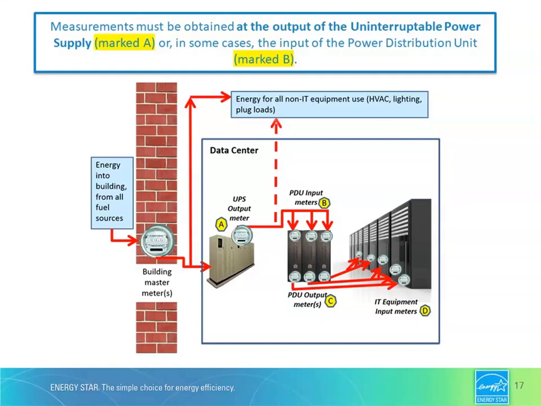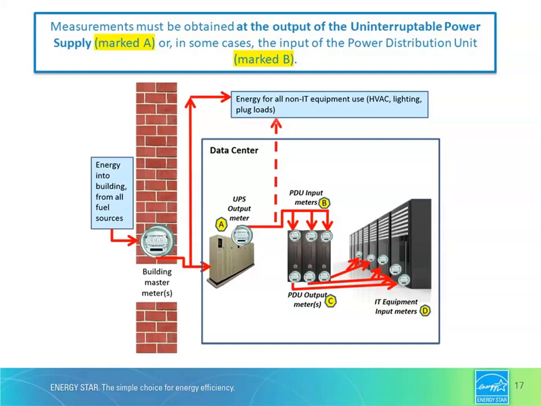The second stream goes into the data center, where it runs into the uninterruptible power supply, or UPS. The UPS uses some of that energy to run, stores some of it in a battery for later use in case of a power failure in the data center, and sends most of it through to the UPS output. That UPS output is marked by letter A on the diagram, and that's where we ideally want to meter IT energy. Ideally, all energy flowing out of the UPS output will go toward powering the IT equipment.